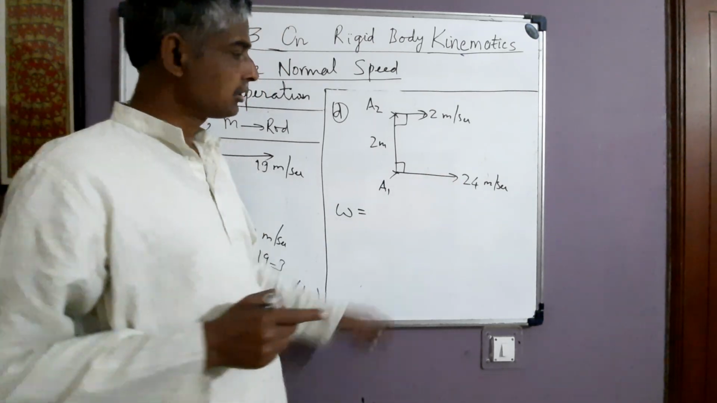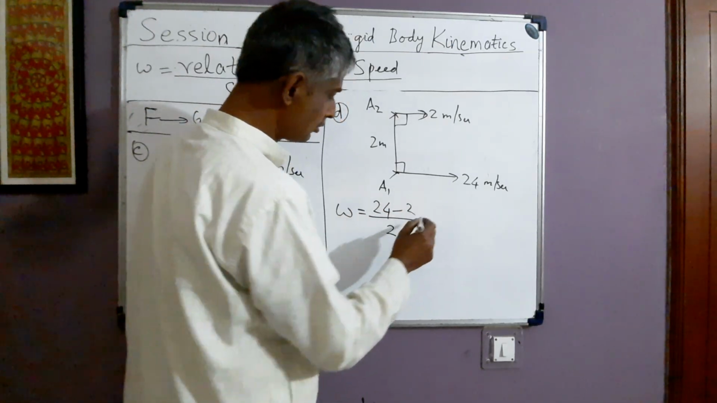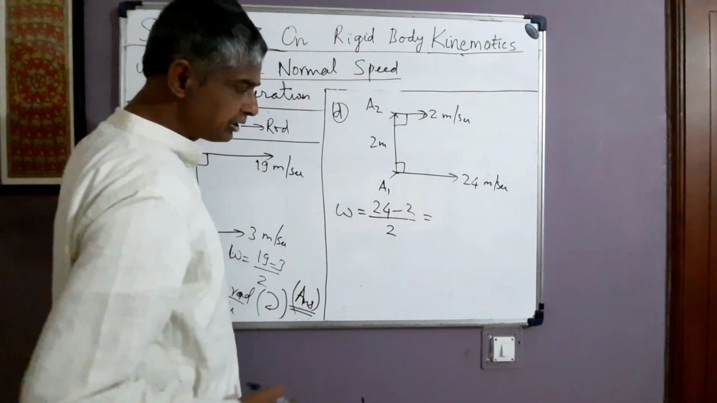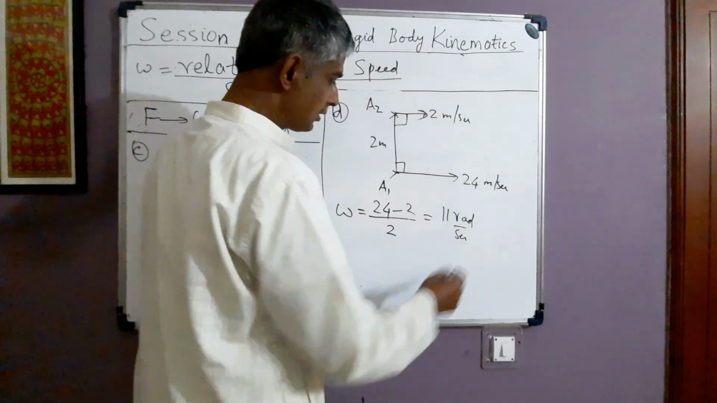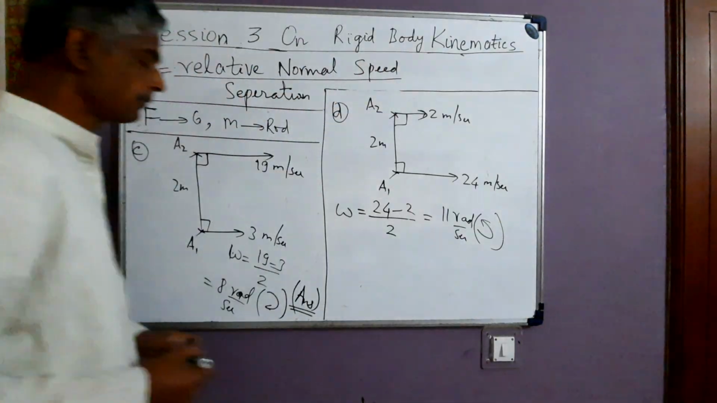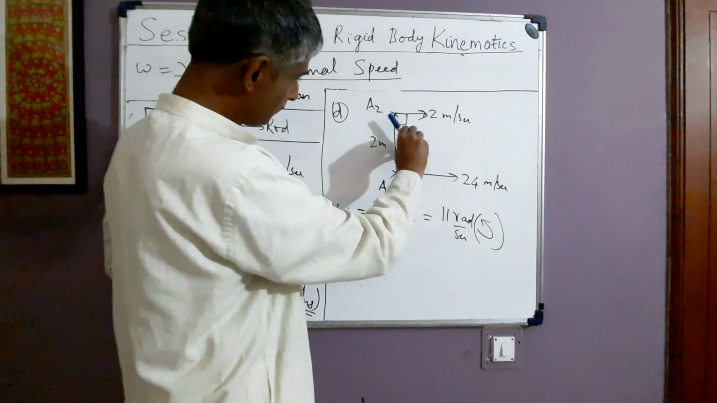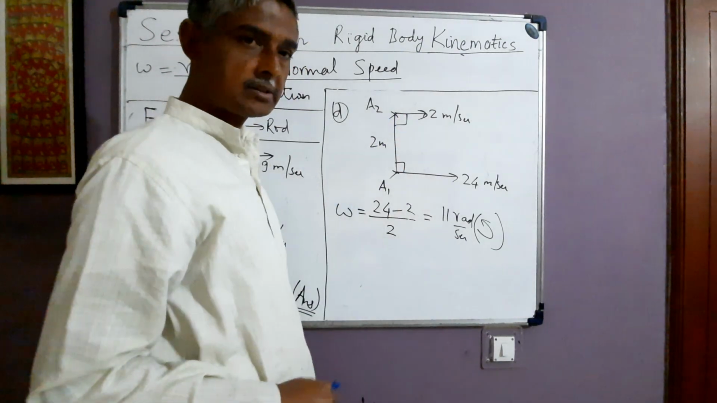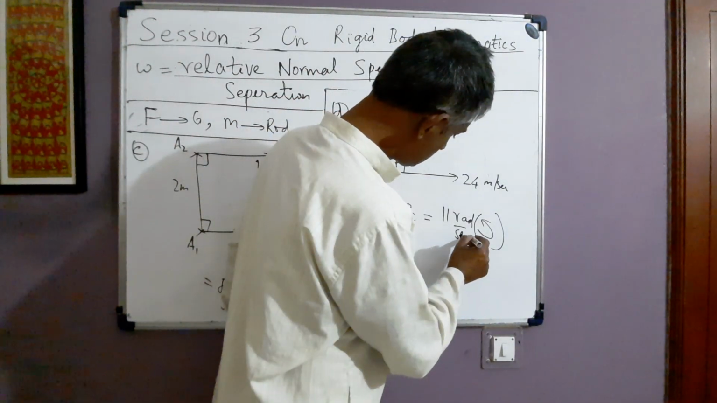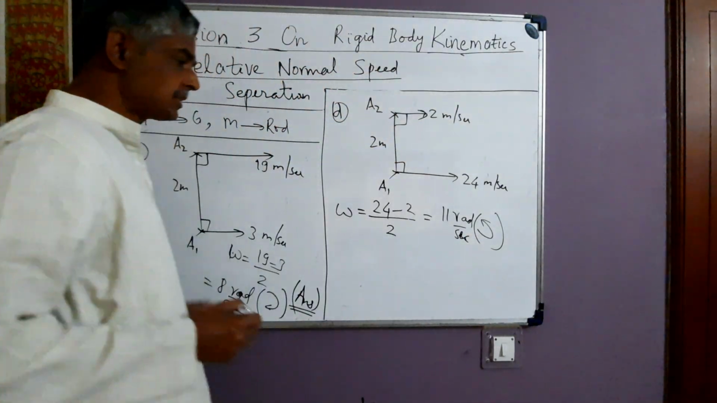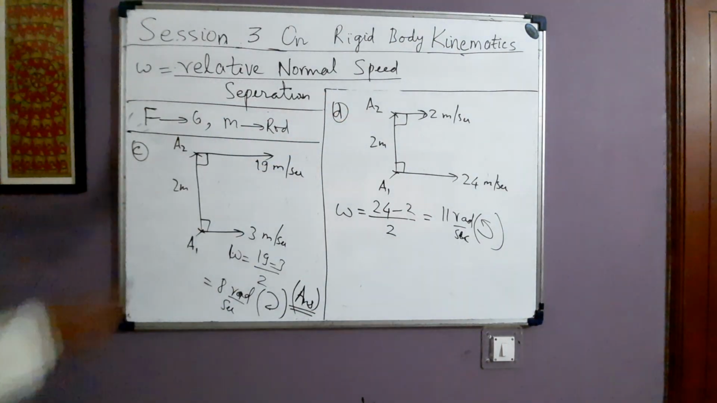From the theory of relative velocity, relative normal speed will be 24 minus 2, by 2. 24 minus 2 becomes 22, 22 by 2 becomes 11 radian per second. The sense of this omega will be anti-clockwise, because this is moving at a larger rightward speed, this is going at a lesser rightward speed. So a short time later the rod becomes something like this. It's going to rotate in anti-clockwise sense. So omega is equal to 11 radian per second in anti-clockwise sense. Okay, this is also clear. I'll rub this one.